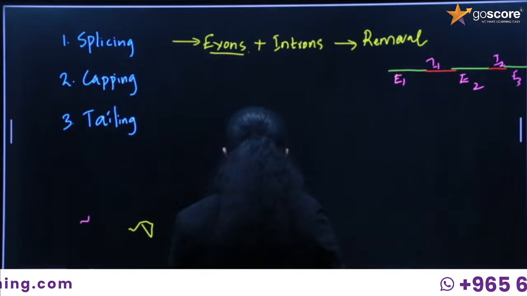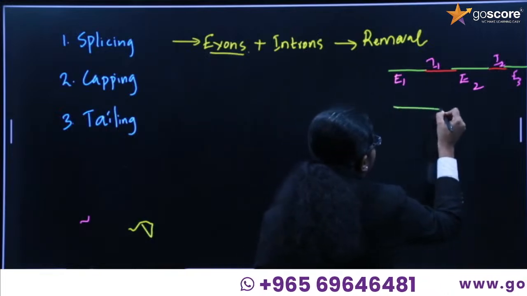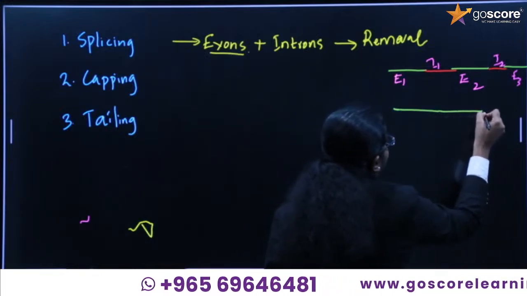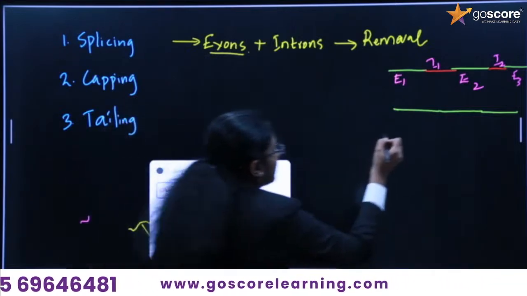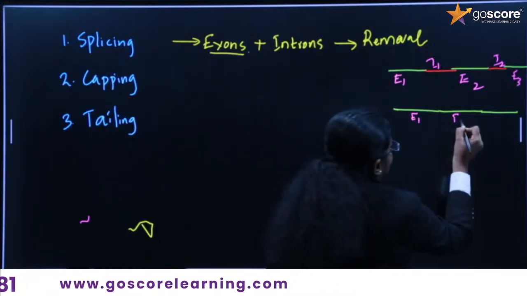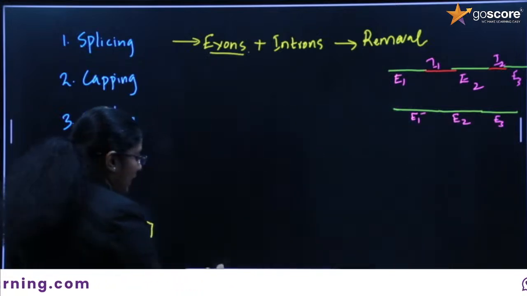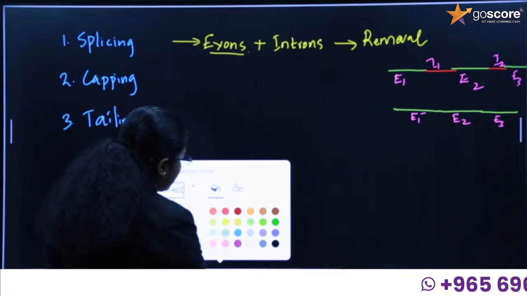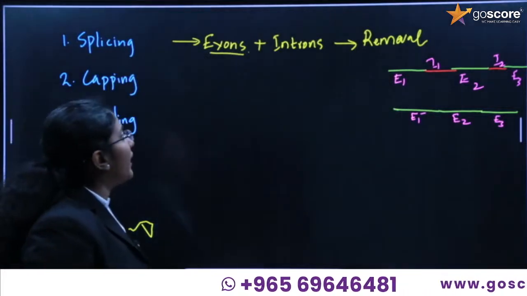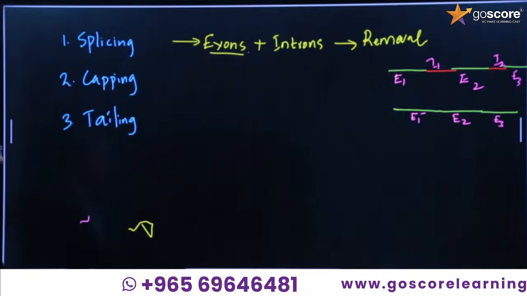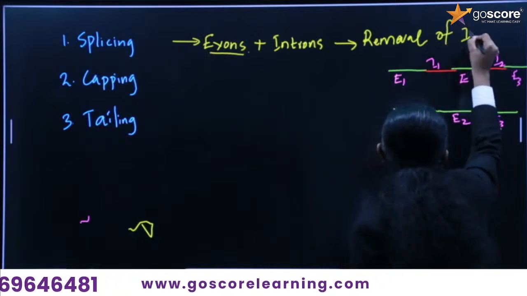So the removal of the 2 introns gives a complete RNA with 3 exons. This is exon 1, this is exon 2 and this is exon 3. Here there are no introns. That process is known as splicing. Okay, so now it is clear. What is splicing? It is the removal of introns from hnRNA.